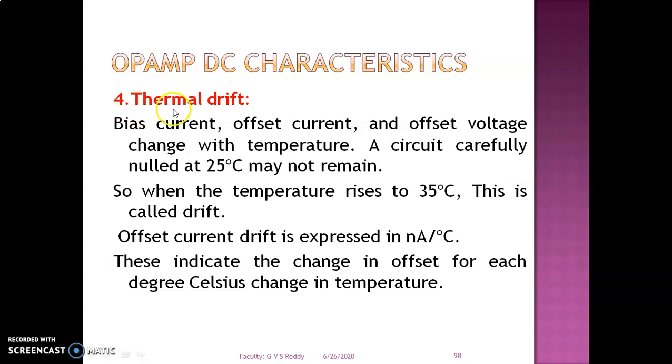Next, the fourth DC parameter is thermal drift. Bias current, offset current, and offset voltage change with temperature. A circuit carefully nulled at 25 degrees centigrade may not remain nulled when the temperature rises to 35 degrees centigrade. This is called drift. Offset current drift is expressed in nanoamperes per degree centigrade. These indicate the change in offset for each degree Celsius change in temperature.